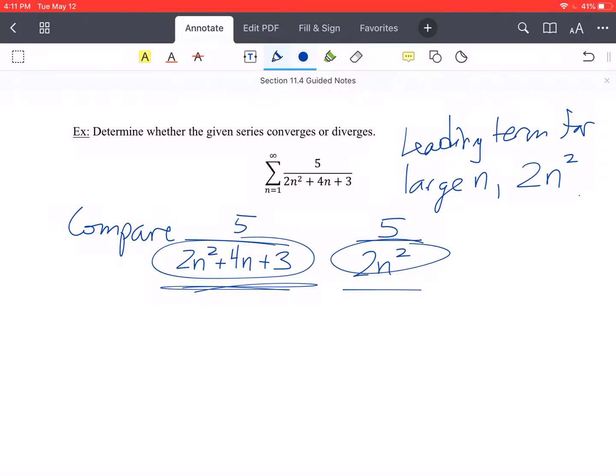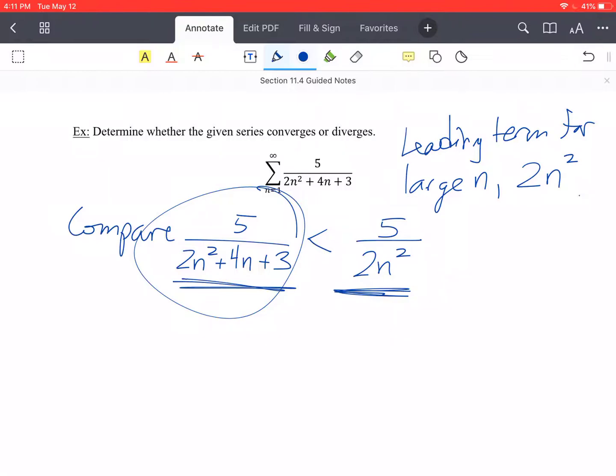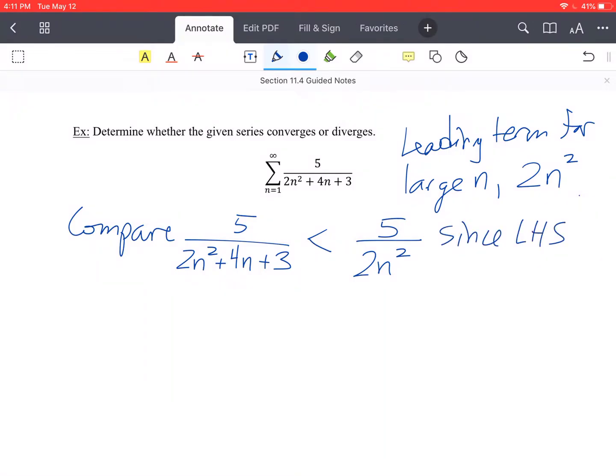So this denominator is bigger than this denominator, but if the denominator is bigger, that means the entire fraction is smaller. Okay, so I kind of said that backwards. There we go. So this is actually going to be less than. Sorry about that. So again, just to summarize why it's less than, this denominator is bigger than this one for all positive values of n, so the fraction must be smaller than that one for all values of n greater than or equal to 1. Okay, so this is since the left-hand side denominator is larger.